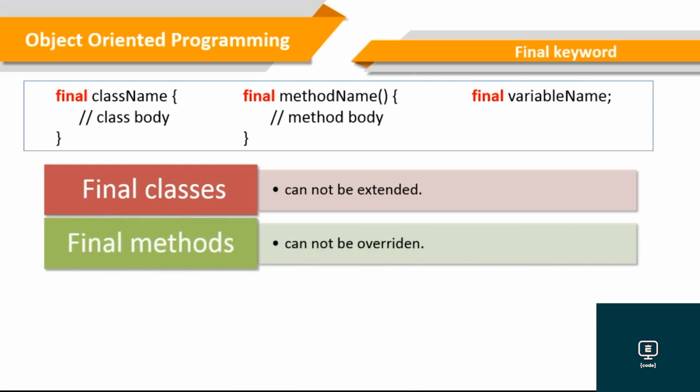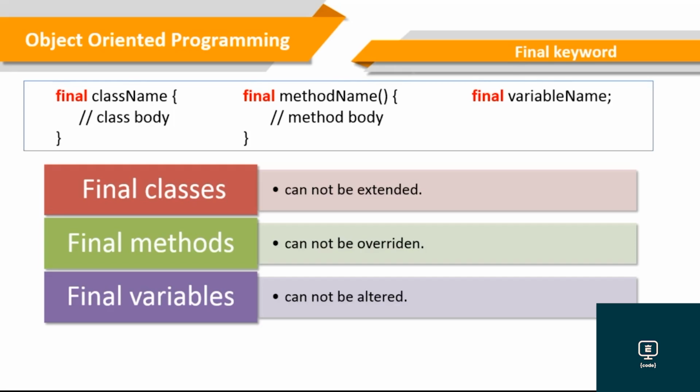Final methods cannot be overridden. So when we design a superclass and we want to make sure that a method in this class won't be overridden, we'll make this method final. Final variables cannot be altered. So we can initialize a final variable, but we cannot reassign a new value. So final variables are used to create constant variables.